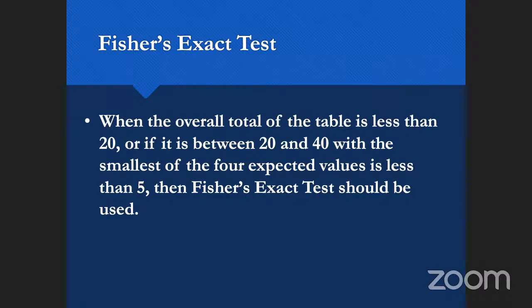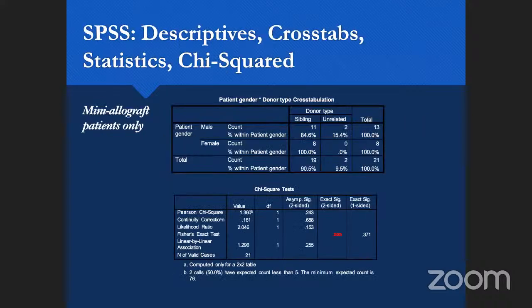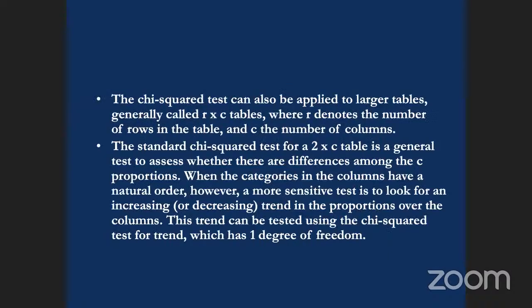Another type of test is the Fisher exact test. We can use this type of test when the overall total of the table is less than 20, or if it is between 20 and 40, with the smallest of the four expected values being less than 5. So in this case, the Fisher exact test should be used. This is an example of using the chi-square test and the Fisher test.